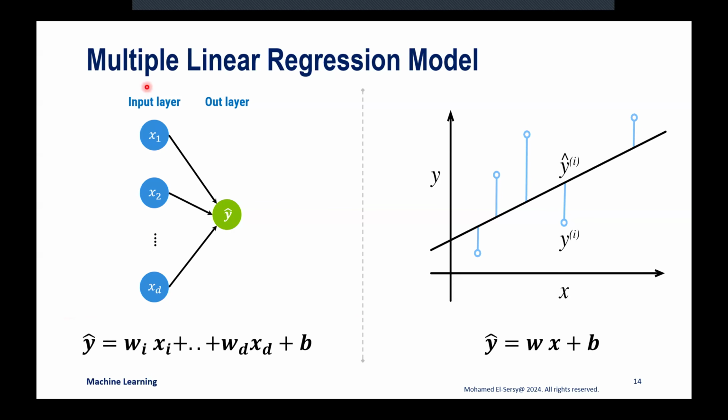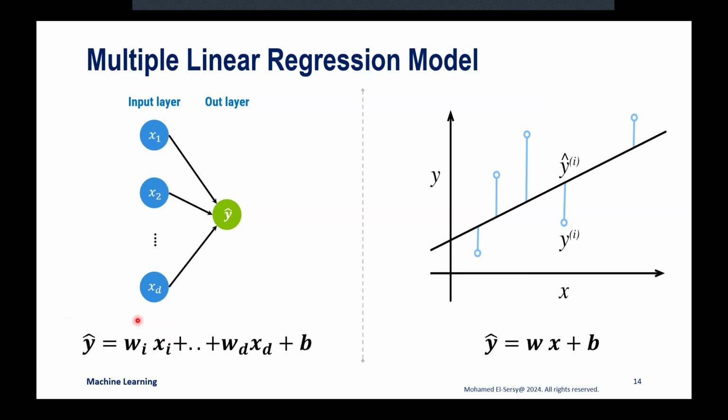It consists of an input layer and an output layer, and between them a hidden layer. But in multiple linear regression, we don't have a hidden layer. We just have an input layer and an output layer, and we have the linear equation. In our case, we want to predict the oil rate, which is y hat here, and we have several inputs like the wellhead pressure, wellhead temperature, or whatever inputs we have.